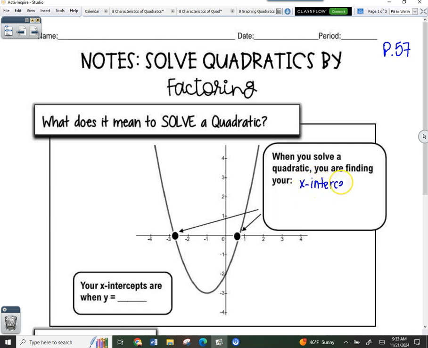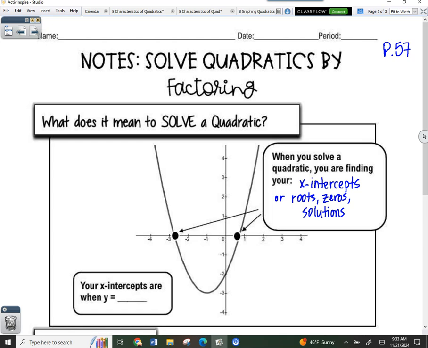x-intercepts. Now, what other words did we learn for this? Solution. I'm going to say or roots, zeros, solutions, right? So when you're solving a quadratic, you're looking at where the graph is crossing the x-axis. That's what solving it means. So if you are told on the EOC, I need you to solve this quadratic, just graph it and look at where it's crossing the x-axis, right?